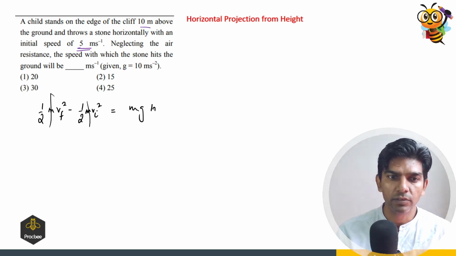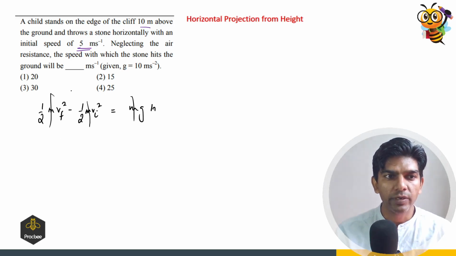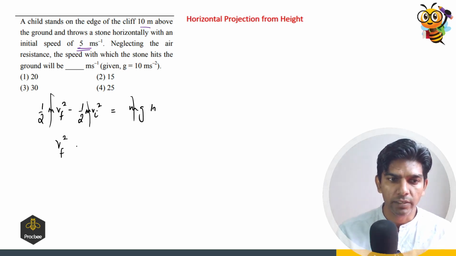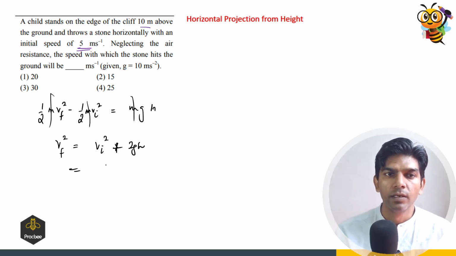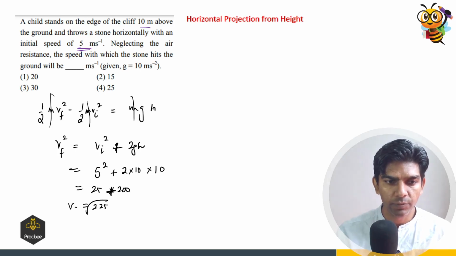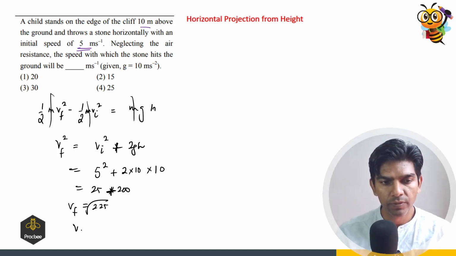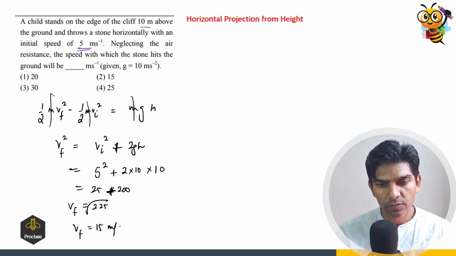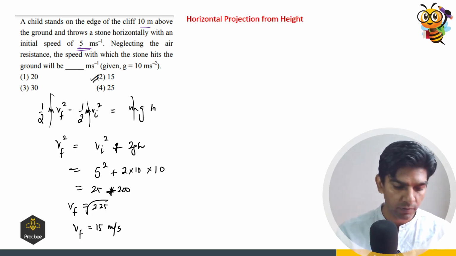So m will get cancelled out. And we have to find the speed. So vf square will be equal to vi square plus 2gh. So vi is 5 and g is 10 and h is 10. So it will be 25 plus 200, which will be 225, and root of that will be the speed just before hitting the ground, and it comes out to be 15 meters per second. So option 2 is the right answer.